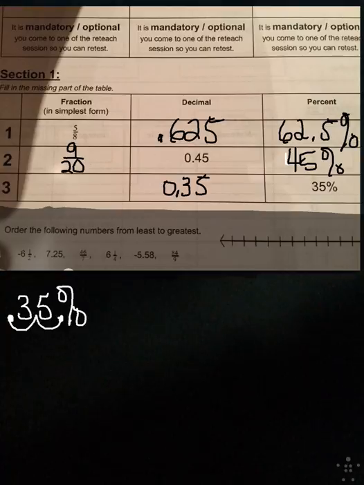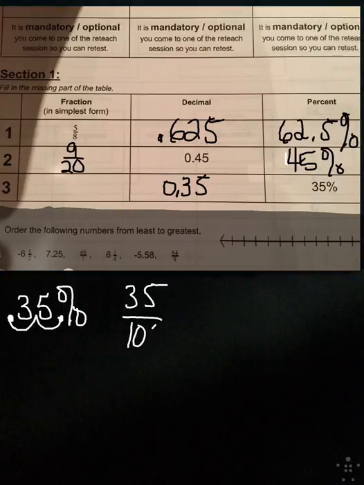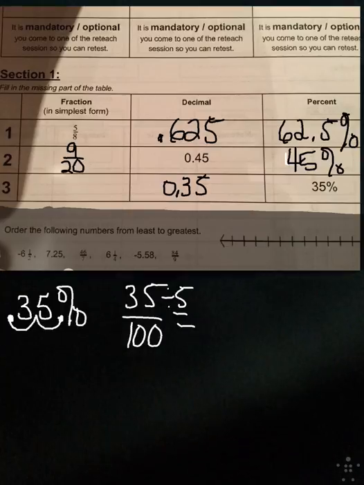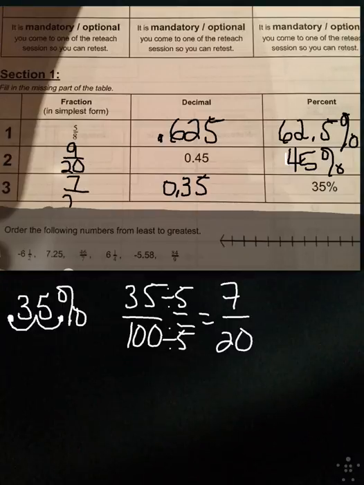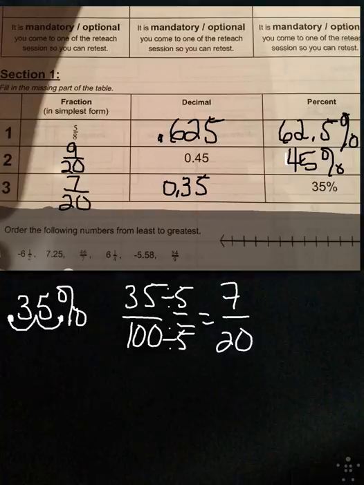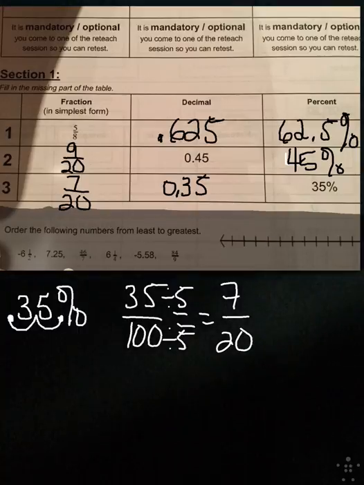Now, we need to turn the decimal into a fraction, so we're going to say it, 35 hundredths, and then we're going to write it 35 hundredths. And then we're going to simplify. They're both divisible by 5 again, which gives me 7 over 20, which is my fraction. 1, 2, and 3. Okay, decimals, fractions, percents.